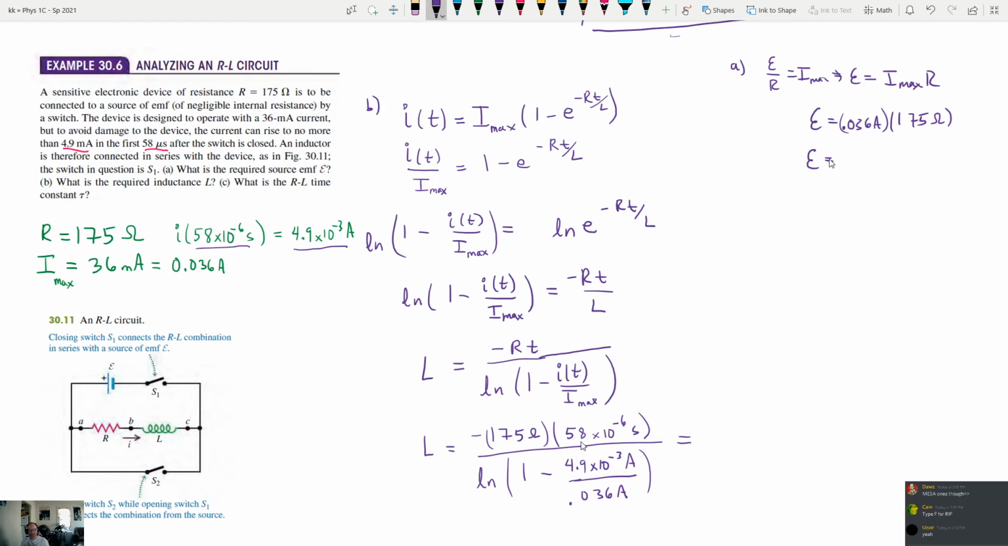For E, it's 6.3 volts. Okay. And L is 6.94 times 10 to the negative 2. So 0.0694. Now the unit for this should be Henry, because ohms times seconds is Henry. So I'll just put capital H here. It's actually a pretty big inductor. Anything over millihenry is a pretty big inductor.